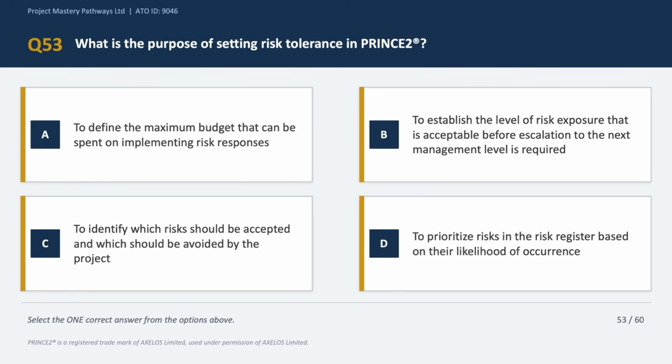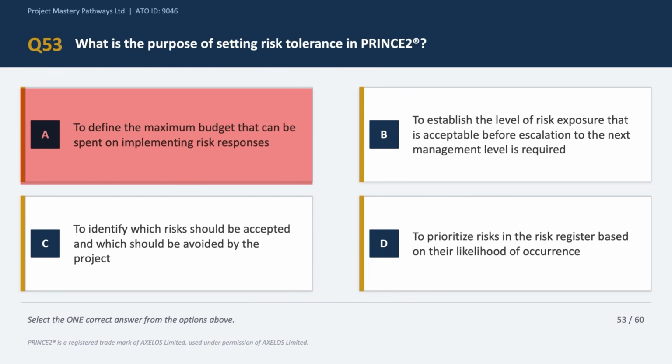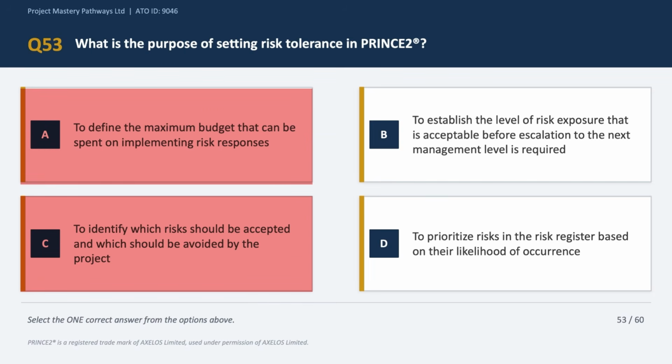Now, there is a concept called risk budget, right? But risk tolerance is not specifically about the budget for the responses. So option A is not quite right. Option C says to identify which risks should be accepted or avoided. Now, risk response selection is a separate activity in the risk management technique. Risk tolerance is not about choosing the responses. So option C is incorrect.